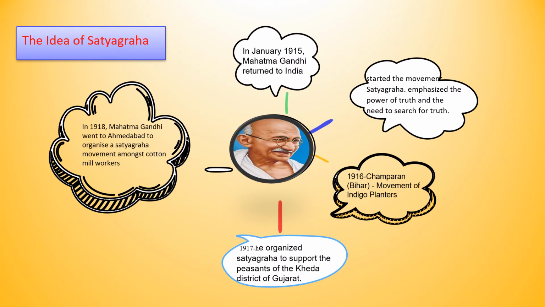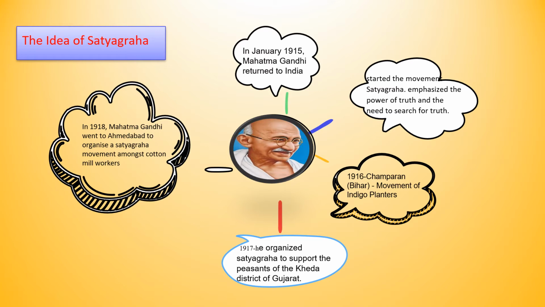The idea of Satyagraha. In January 1915, Mahatma Gandhi returned to India. When he saw the situation in India, he advocated a noble method of mass agitation called Satyagraha. This method was based on the idea that if someone is fighting for a true cause, there is no need to resort to physical force to fight the enemy. Gandhiji believed that Satyagraha could win a battle through non-violence.